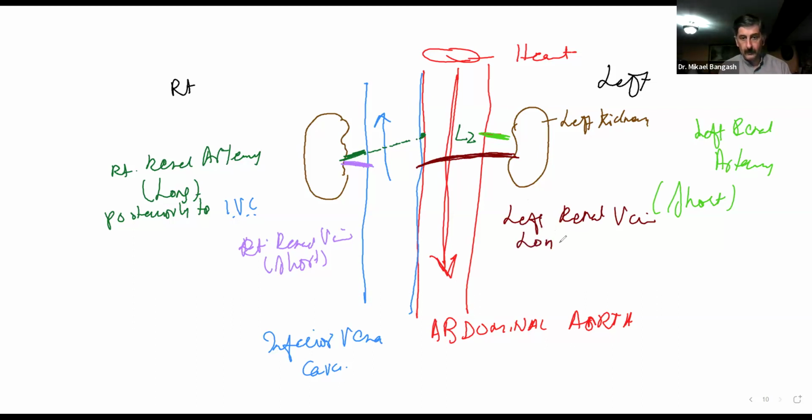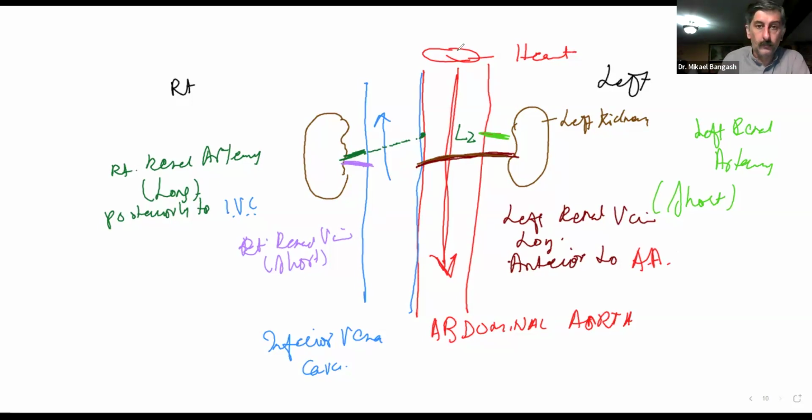First of all, it's going to be long. The other thing is that it's going to run anterior to the abdominal aorta, and then empty into the inferior vena cava. Did you guys get that?